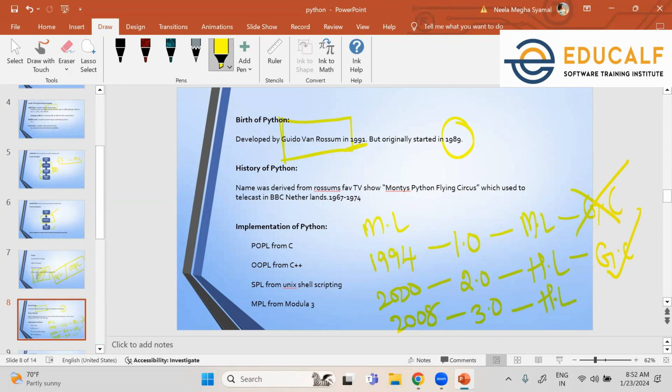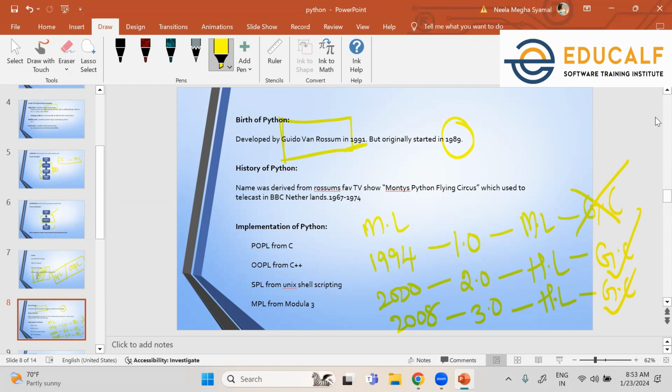Even then, it is a high level language because the garbage collector concept was existing. So many people ask how he named it Python. The story might be a little crazy, but still it's a true story.